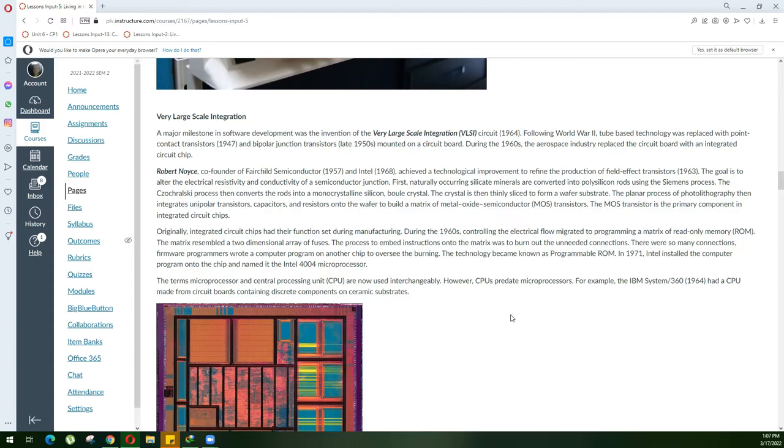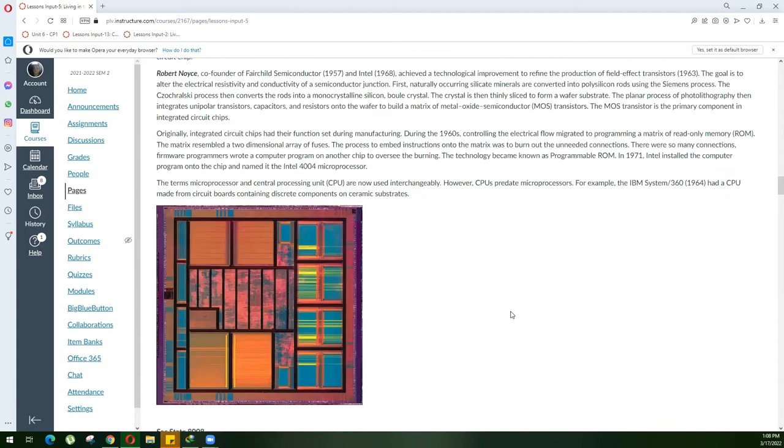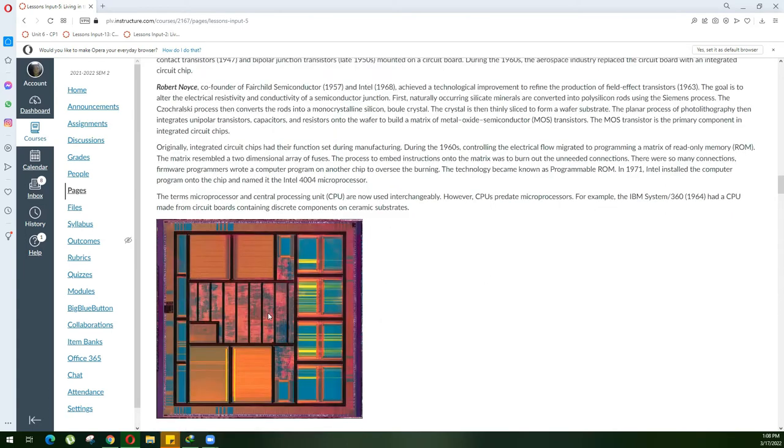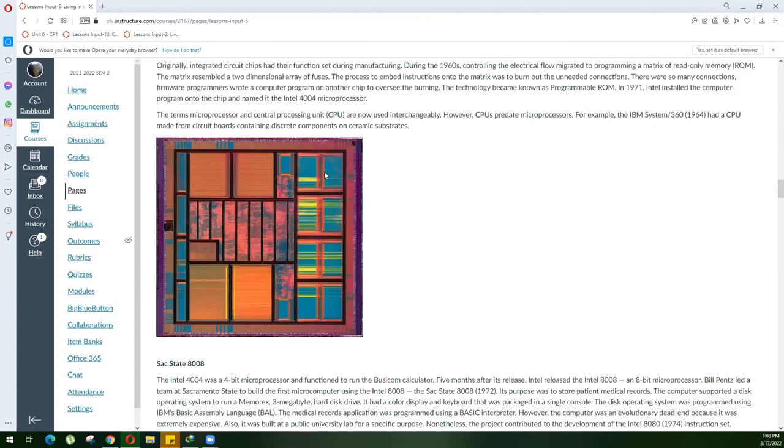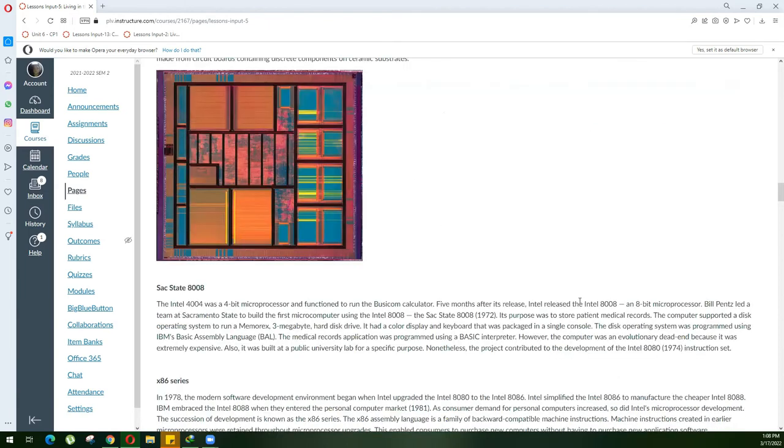However, CPUs predate microprocessors. For example, the IBM System 360 CPU was made from circuit boards containing discrete components on ceramic substrates. So take note of that. The term microprocessor actually came later than CPU, because before the microprocessor came into mind, CPUs were already existing. So this is an example of a VLSI. This is a photograph of a processor which has its top sliced off, so you can see the contents inside.